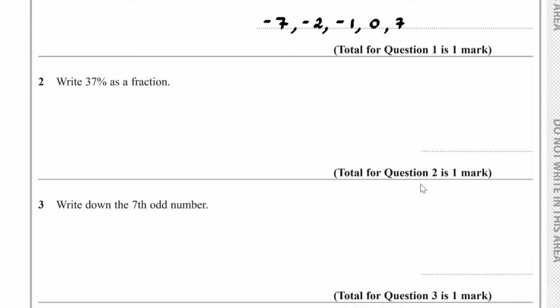Question number 2, we have to write 37% as a fraction. Well, percent means out of 100. So, out of 100, we have 37. 37% as a fraction is 37 over 100.